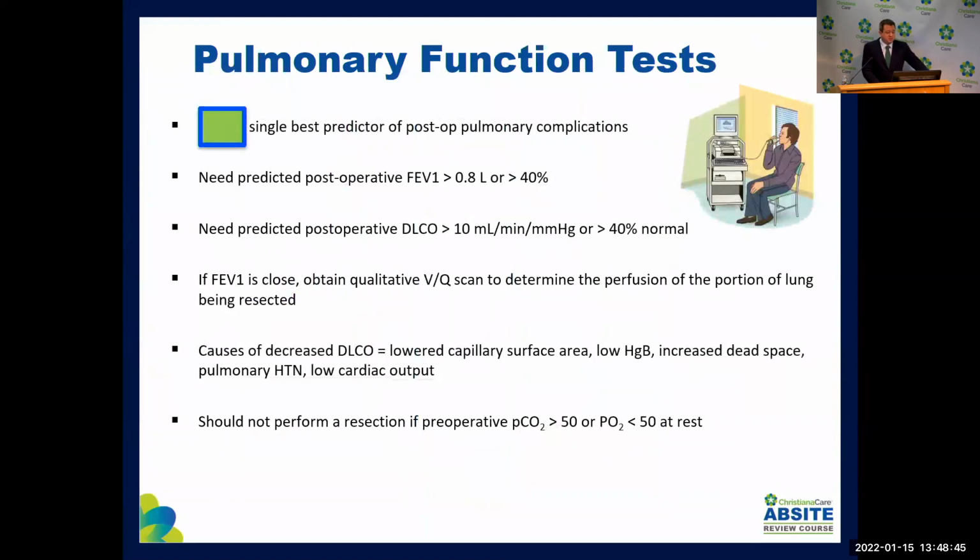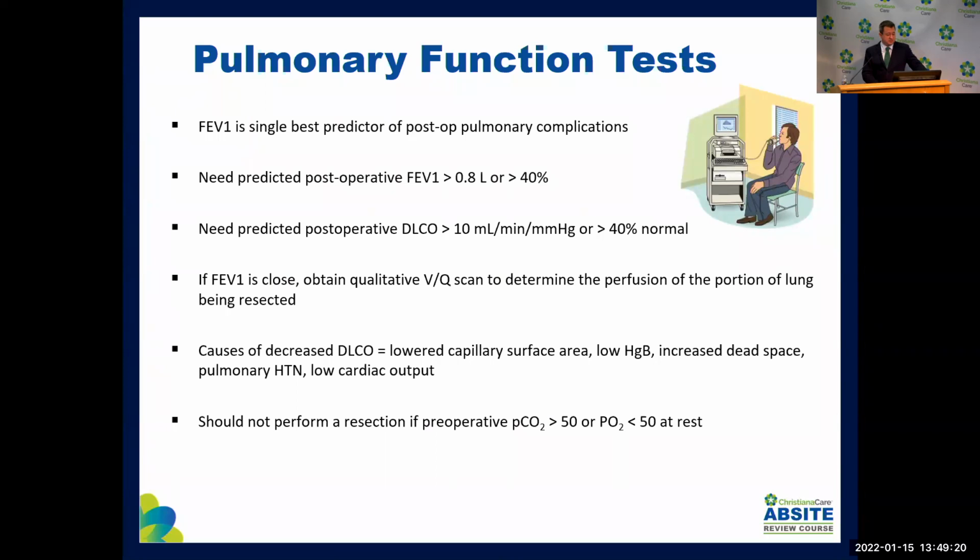All right, the single best predictor of post-op pulmonary complications. Just mentioned it. It's on the line below, right? FEV1. Generally want this higher than 0.8 or 40% predicted. Other more advanced things like the diffusion lung capacity of carbon monoxide you can use as well. So if that FEV1 is close or borderline, you could also consider doing a VQ scan to try to see how much of the planned resected lung is actually going to be involved postoperatively.